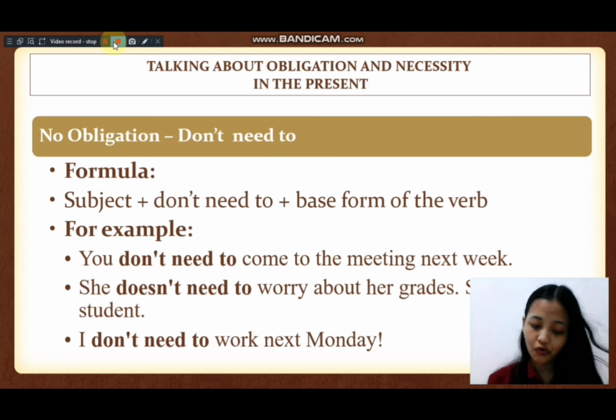She doesn't need to worry about her grade. She is a great student. I do not need to work next Monday.